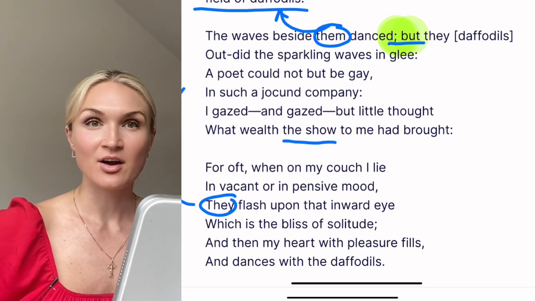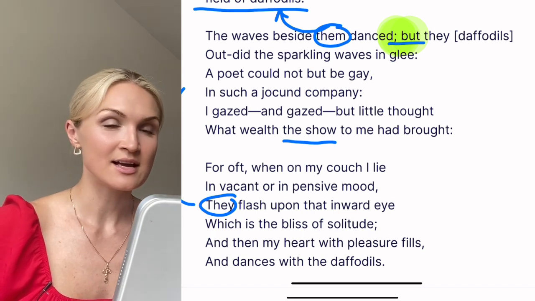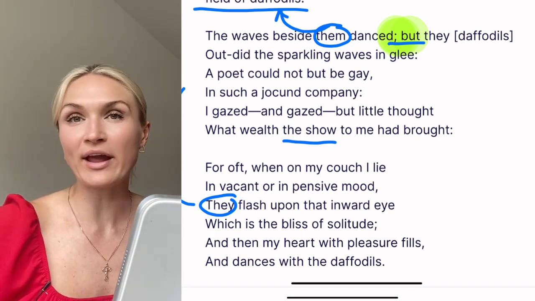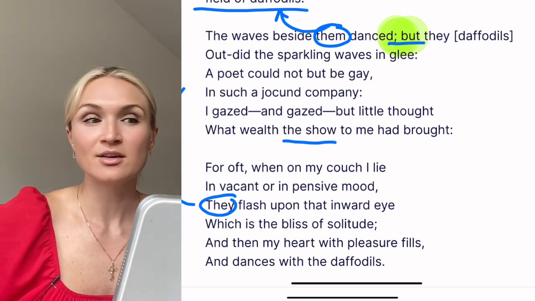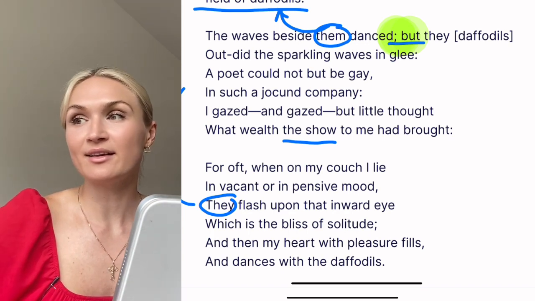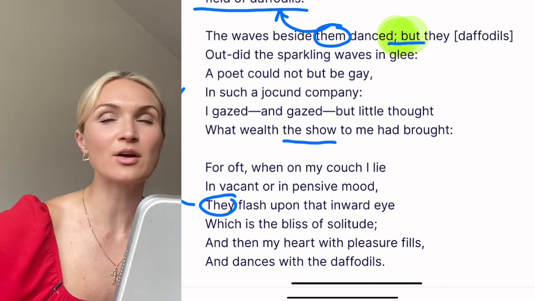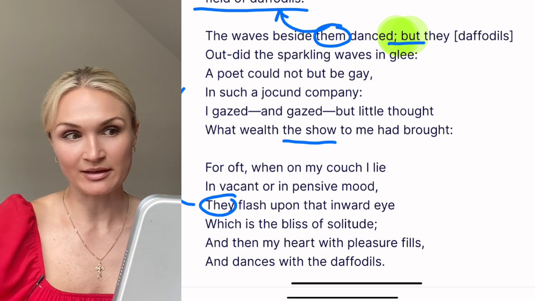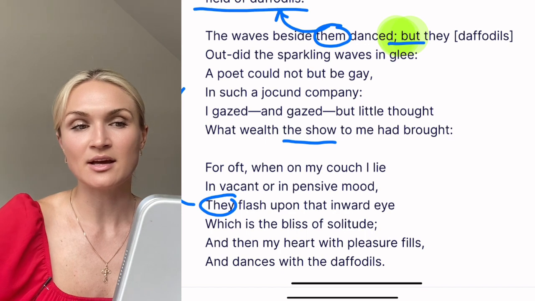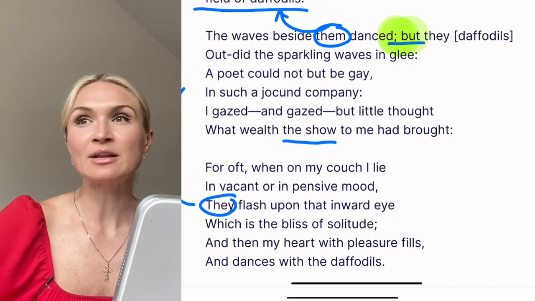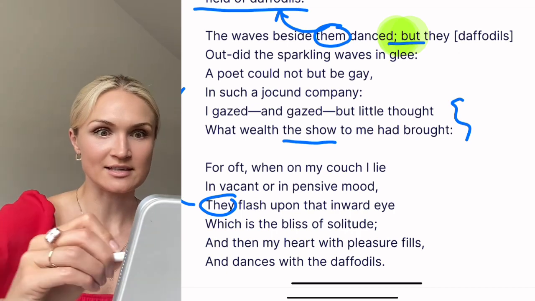So what do we have here? We have here the guy who says, I was walking beside the daffodils and they were outdoing the waves with joy and delight. A poet can only be happy in such a jocund company. Jocund actually means cheerful and happy, but if you don't know that, the poet can only be happy in such some kind of company. He looked and looked, but little thought what wealth the show to me had brought. He is admiring the amount of wealth, the amount of value that the show has brought to him. This is how I understand these lines.